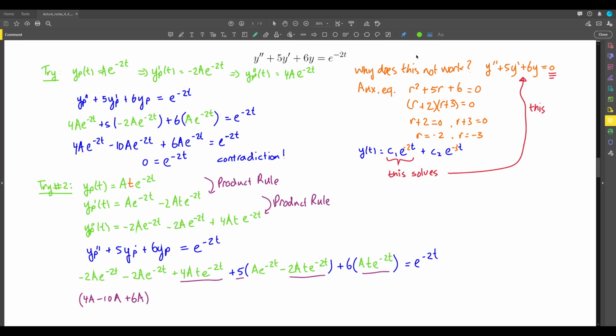And I think you're seeing what's happening there. We have that t e to the power negative 2t. And what you notice here is that this is already 0, right? 4a minus 10a plus 6a, that is already 0. So that whole term will disappear.